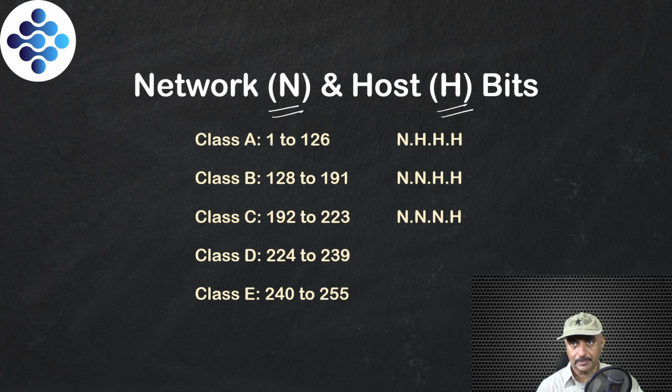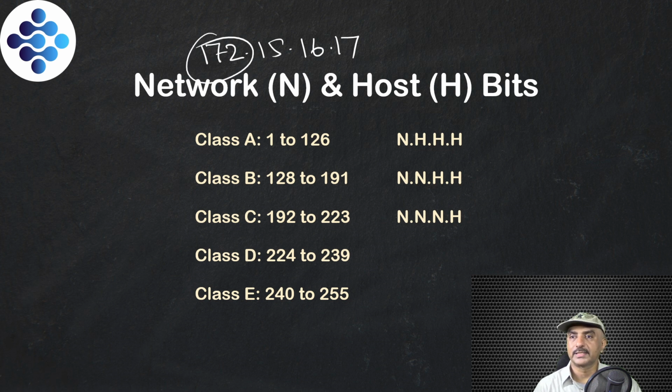So if there is one IP address 200.4.13.9, the first octet is 200, so it is class C, right? Another IP address, 172.15.16.17. Which class? Watch just the first octet, 172, falling in class B. Yes, 172.191, class B. Okay.